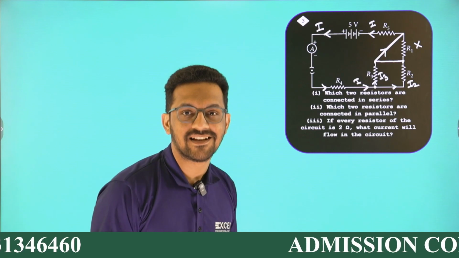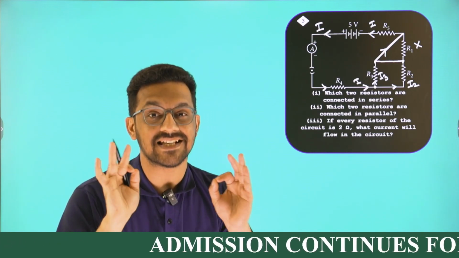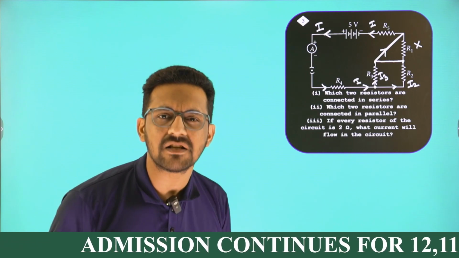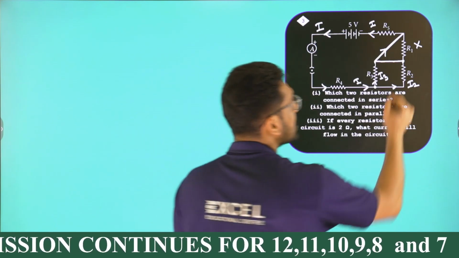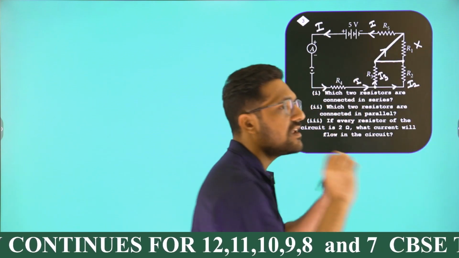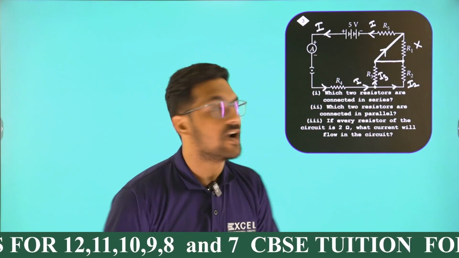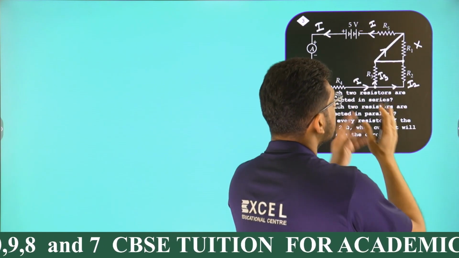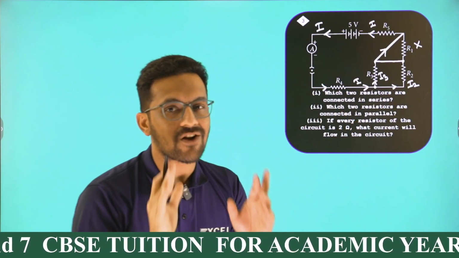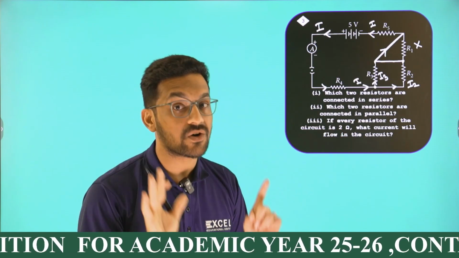Did you understand this? Current will choose the easiest path. Which is the easiest path? Which path has the least resistance? Look at this. This path does not have any resistor connected to it. So that will be the easiest path. The whole current will be choosing that path. There is no current through R1. So R1 is out of the circuit. Did you understand this?